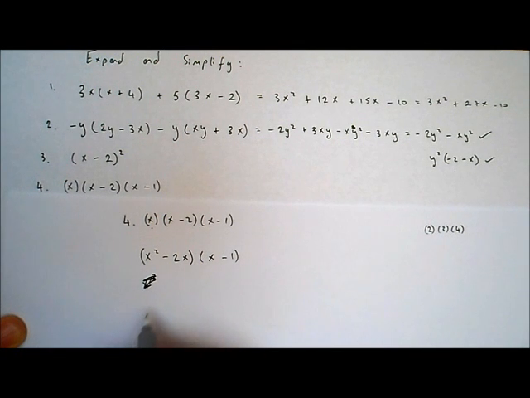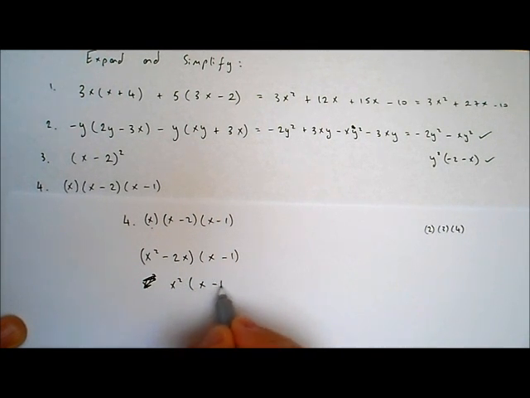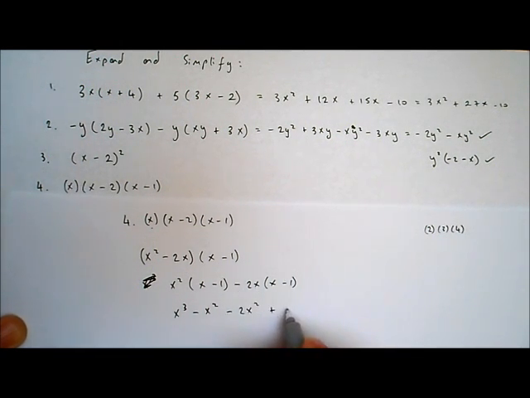Well, I'm actually going to write it out the long way. So it's going to be everything in this bracket now by everything here. So it's going to be x squared times x minus 1, minus 2x by x minus 1. So x squared by x, x cubed. x squared by minus 1 is minus x squared. Minus 2x by x is minus 2x squared. And minus 2x by minus 1, it's minus by a minus, so I'm going to get plus 2x.